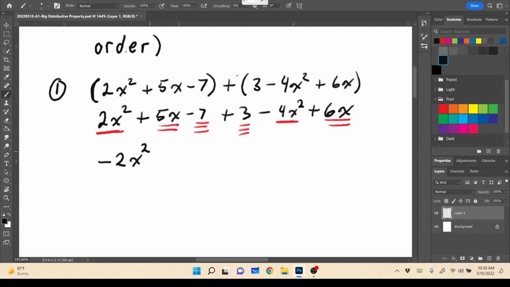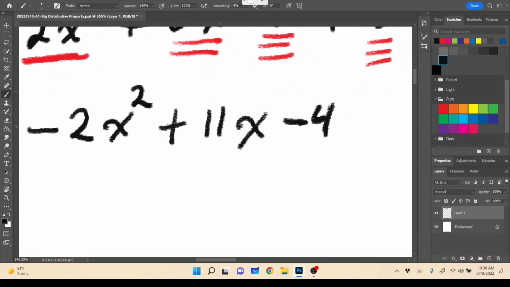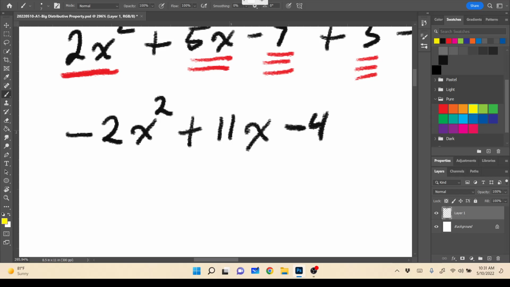5x plus 6x is what? And then negative 7 plus 3 is what? Negative 4. Now, this is already in standard form in descending order, right? What we mean by descending order is the biggest degree goes first, the next biggest degree goes here, and then the least biggest degree goes here. So the x squared, and then the x term, and then the no x term.